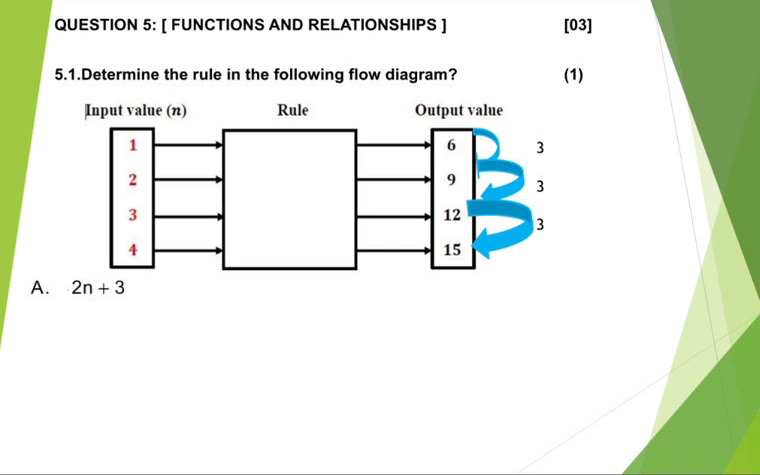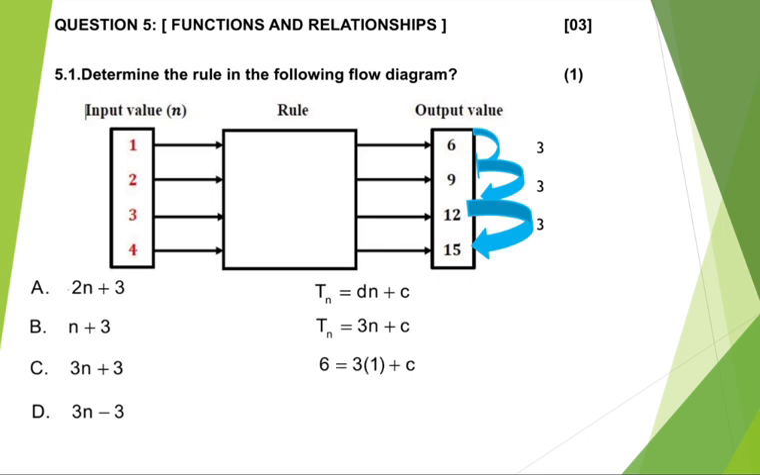With the numeric pattern, let's look at the answers. We have our numeric pattern, Tn is equal to dn plus c. So that means Tn is equal to 3n plus c. We take the first one, 6 and 1. You can take any n, it's not always the first one. You can take 4 and 15, you still get the same answer. So that means 6 minus 3 is equal to c. So c is equal to 3. Therefore Tn is equal to 3n plus 3. So the correct option is C.